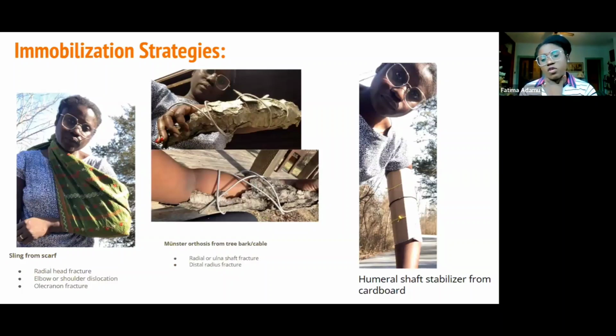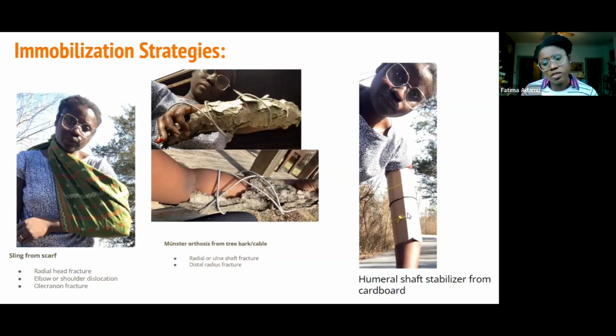And then in the case of a humeral shaft fracture, I scored the cardboard. Scoring would mean drawing some sharp, thin lines in the cardboard all around so that I could bend it into a cylinder. I was able to use that to place around my humerus.